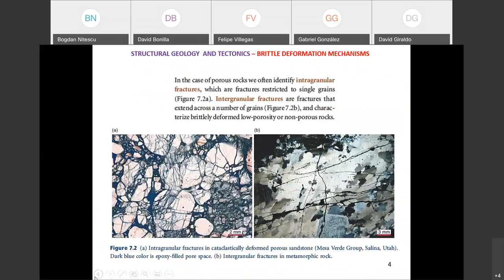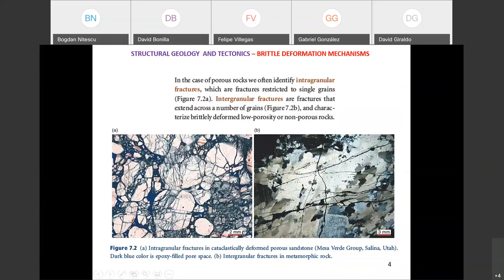So if I look at this image, it says deformed porous sandstone. It comes from the United States, in the state of Utah. In Utah, you've seen very nice images with these arches and all sorts of landforms that resulted from the erosion of these red sandstone layers. Now, in one of these sandstone groups, called Mesa Verde, someone took a sample, put it under the microscope, and looked at the grains of quartz.